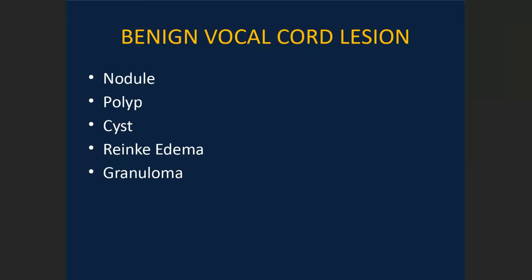We have the benign focal cord lesions: nodule, which is the commonest, polyp, cyst, Reinke's edema because it affects Reinke's space, the superficial lamina propria, and granuloma, and then we will have the other abnormalities. So here only the benign focal cord lesions. It is not a tumor, it is a lesion. We have benign tumors, but here we are dealing with benign lesions. So don't mix up lesion and benign tumor.